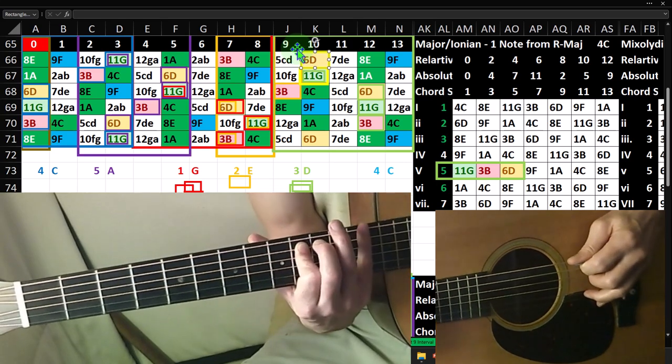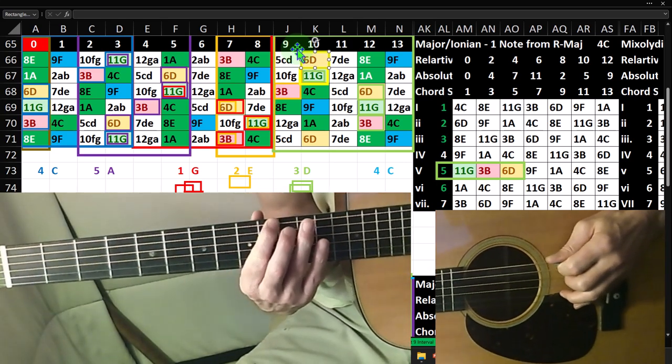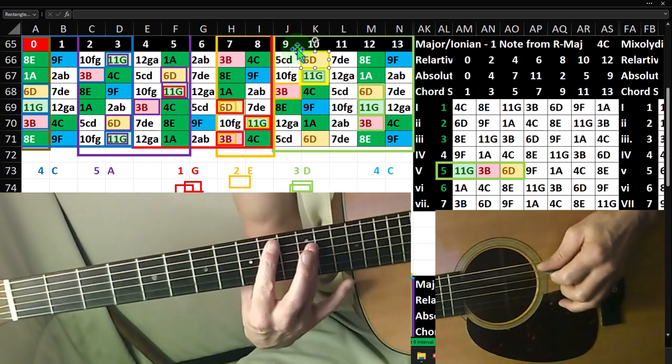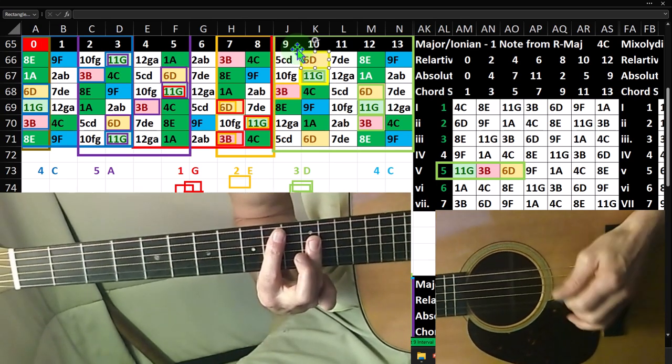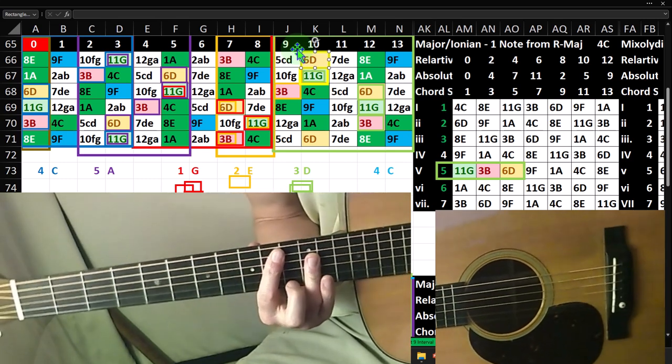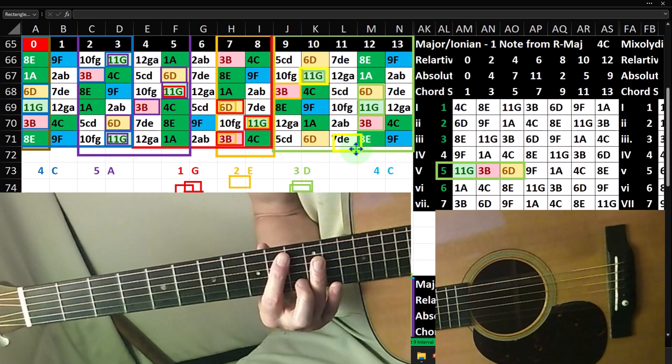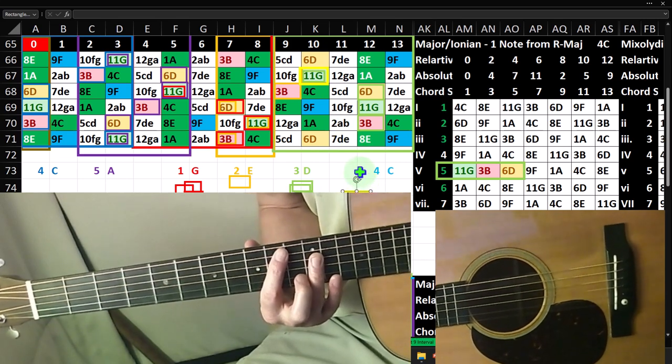5, 4, 3, 2, 2, 3, 4, 5. And every time you hit that 5, you might actually play the A shaped G major scale right there as well. So that'll help to kind of get it in our mind, just the same shape.